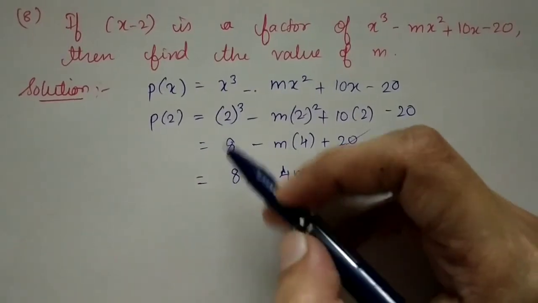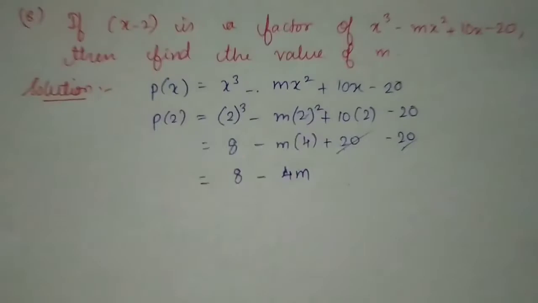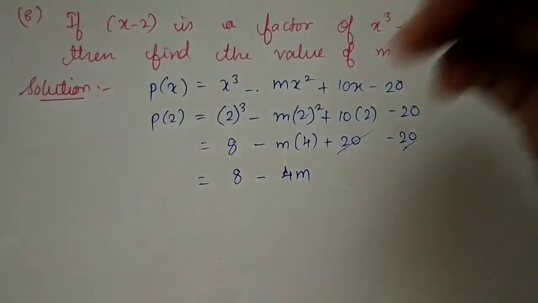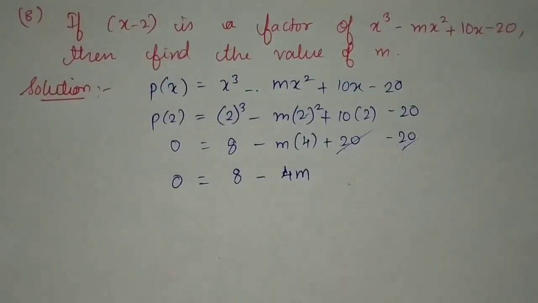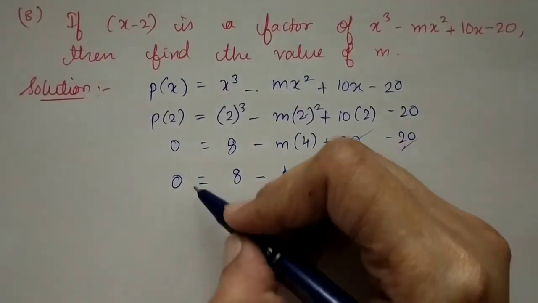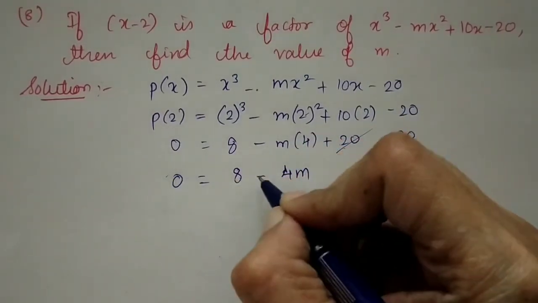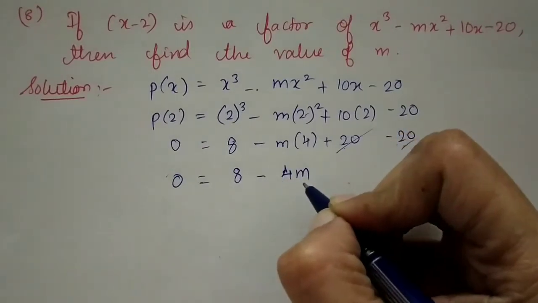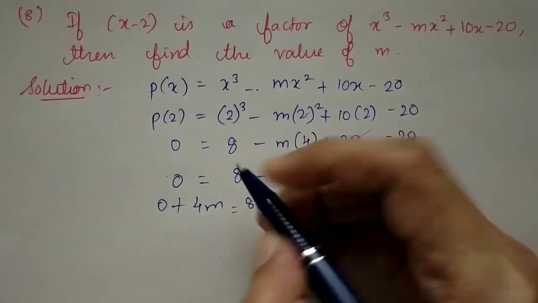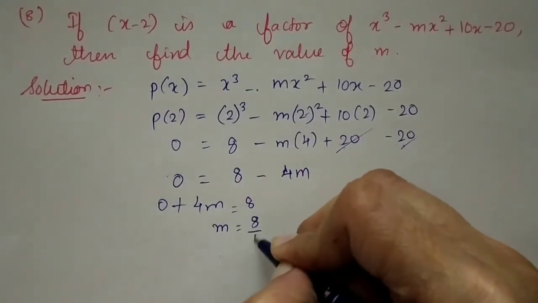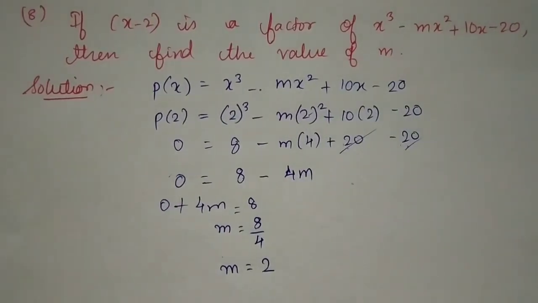Now look here. What about this? How are we going to solve this? P of 2. Children, what have they told? That x minus 2 is a factor, right? So if it is a factor, that means the remainder is going to be 0. So the answer will be 0, right? So we'll put 0 here. Now you can shift 8 here or minus 4m there. This minus 4m has a negative sign, so I'll shift that to the other side. So it becomes 0 plus 4m is equal to 8. So m is equal to 8 upon 4. So m is equal to 2. So this is your answer.